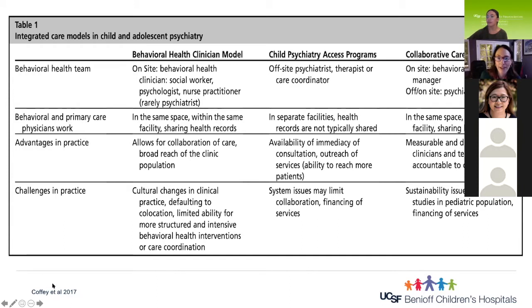The Child Psychiatry Access Program is what our Child and Adolescent Psychiatry Portal is, and we'll talk more about that in just a little bit. And then collaborative care will be on the next slide. Go there.